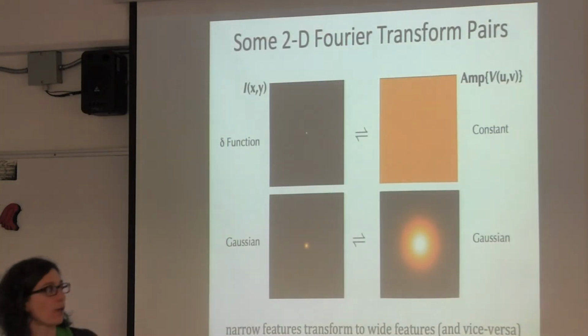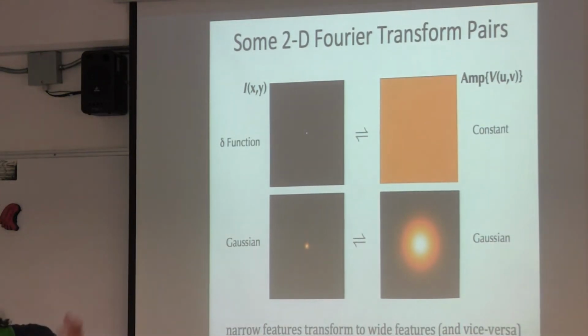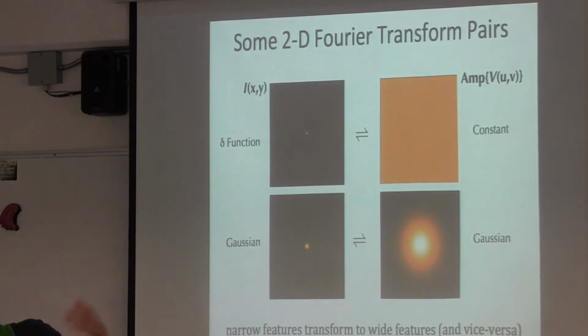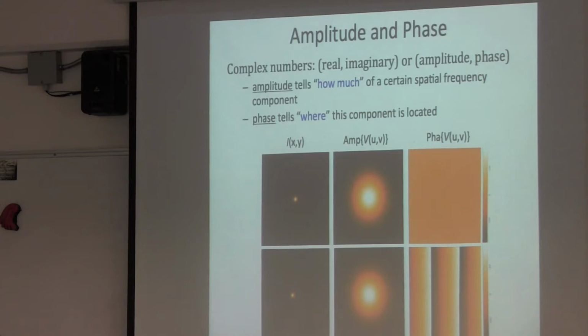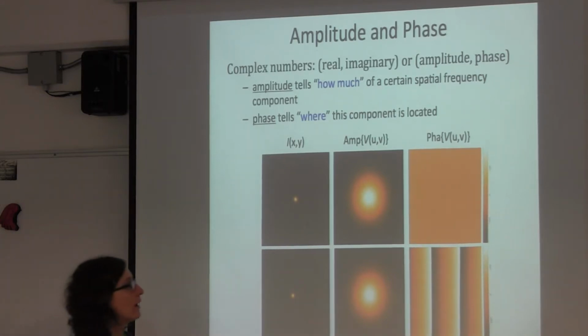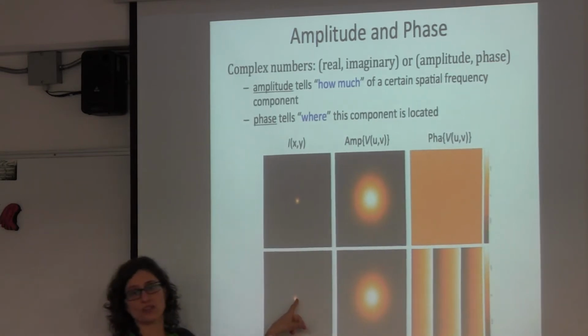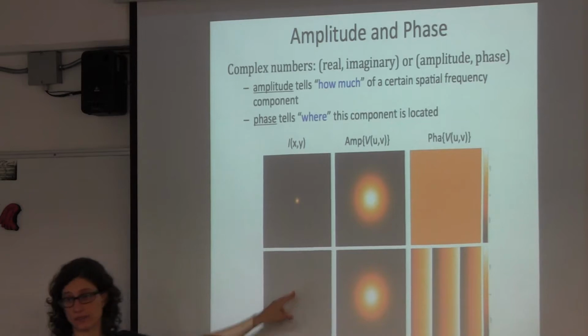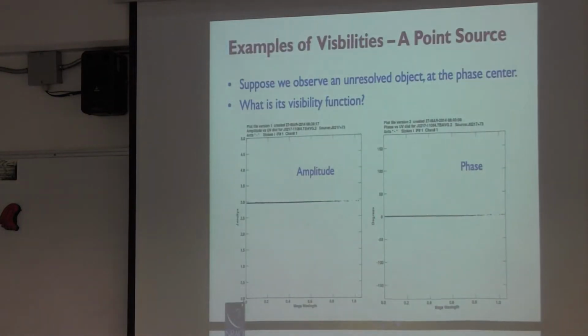Okay, and this is just a quick review of different Fourier transform pairs. So a delta function will give you a constant amplitude on the other side. A narrow Gaussian gives you a broad Gaussian on the other side. And yes, just to review what we did yesterday. And then also that the phases give you information on where the sources are located with respect to the center of phases. You will be playing with this in the software that we will be using.